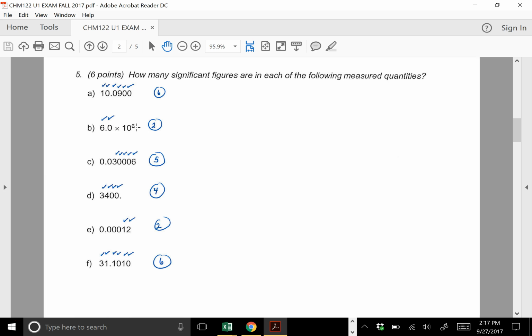And for F, this 0 is significant because it's between 2 non-zero digits, and this 0 is significant because it's a trailing 0 after the decimal. There are 6 there.